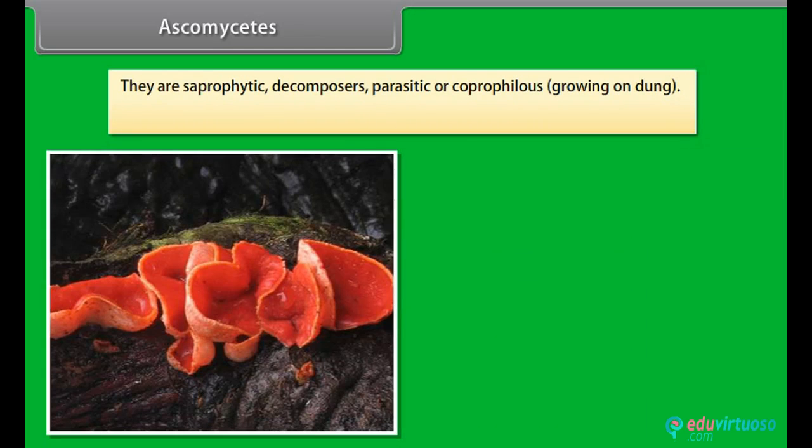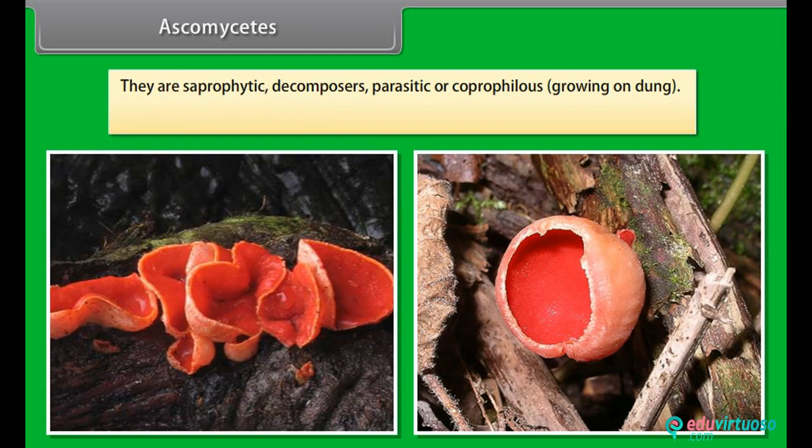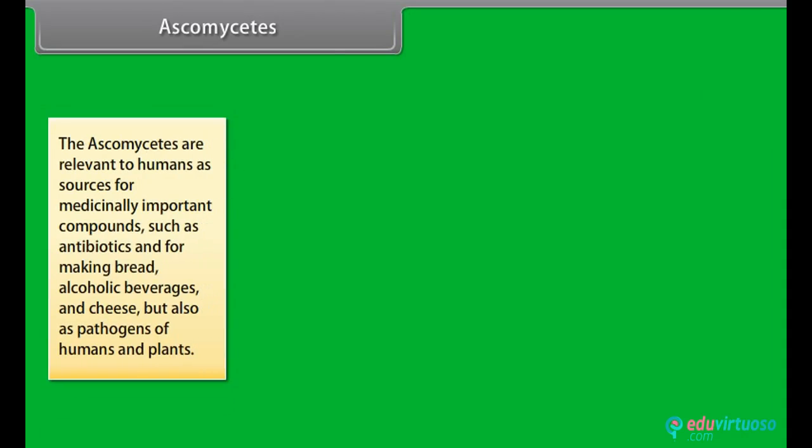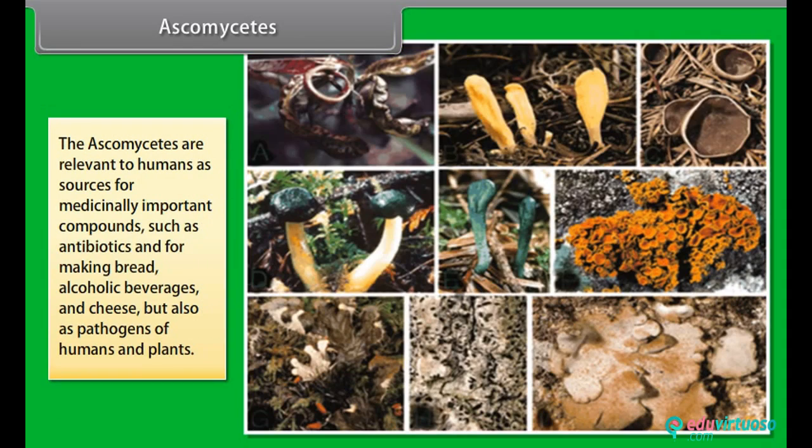They are saprophytic decomposers, parasitic or coprophilous, growing on dung. Mycelium is branched and septate. The Ascomycetes are relevant to humans as sources for medicinally important compounds such as antibiotics and for making bread, alcoholic beverages, and cheese, but also as pathogens of humans and plants.